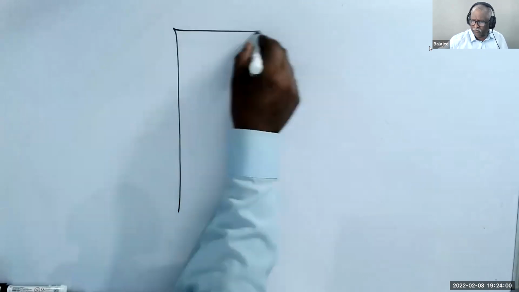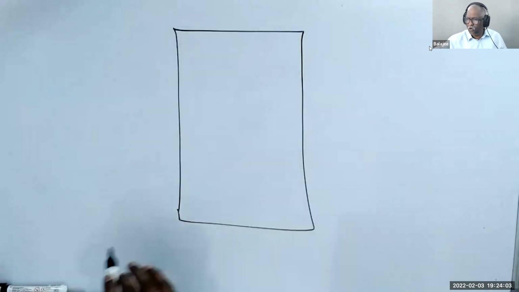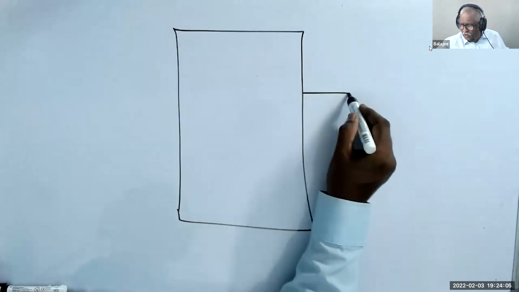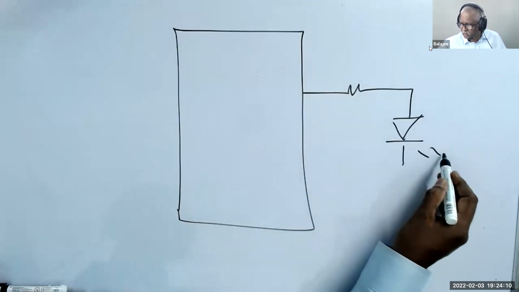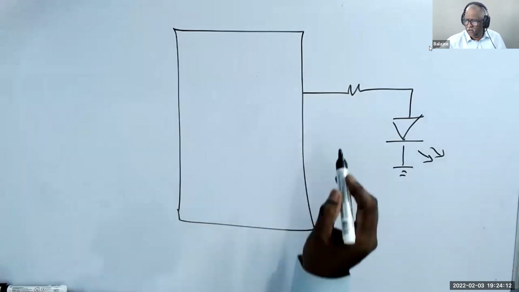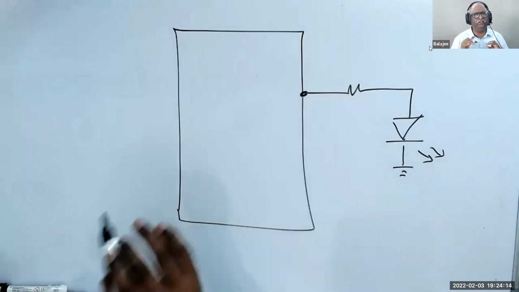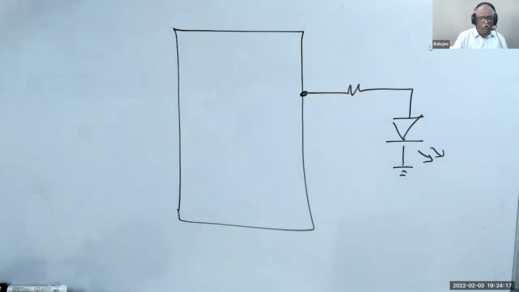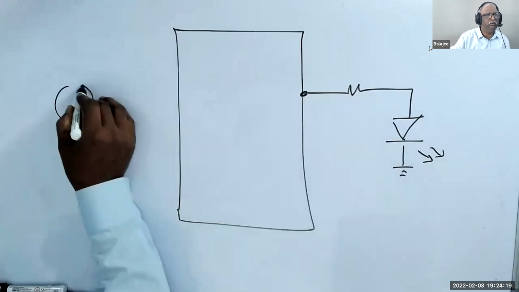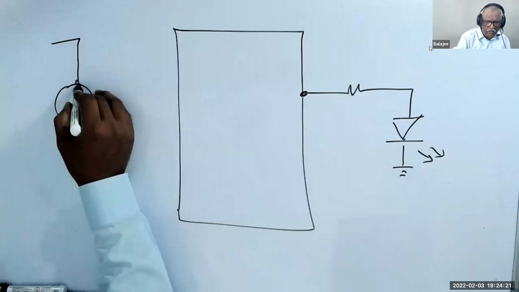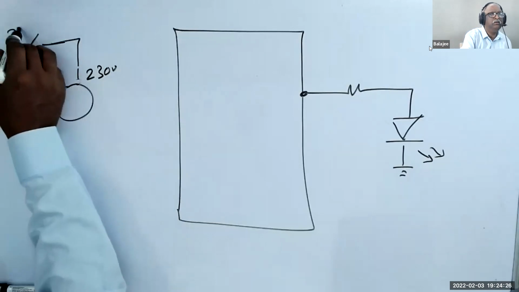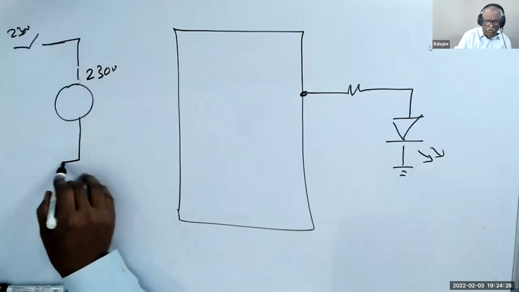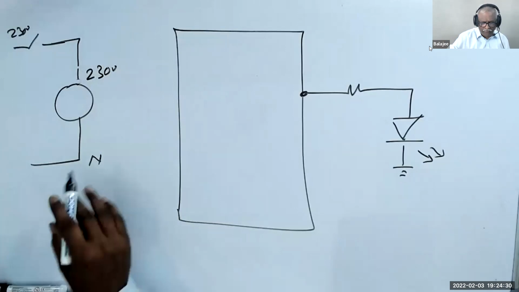So now let us have a thing. We connect the LED now. It looks very simple to you, am I right? Normally in our houses, we take a bulb, apply 230 volts through a switch, and connect it to neutral or negative. That's the way we do that.